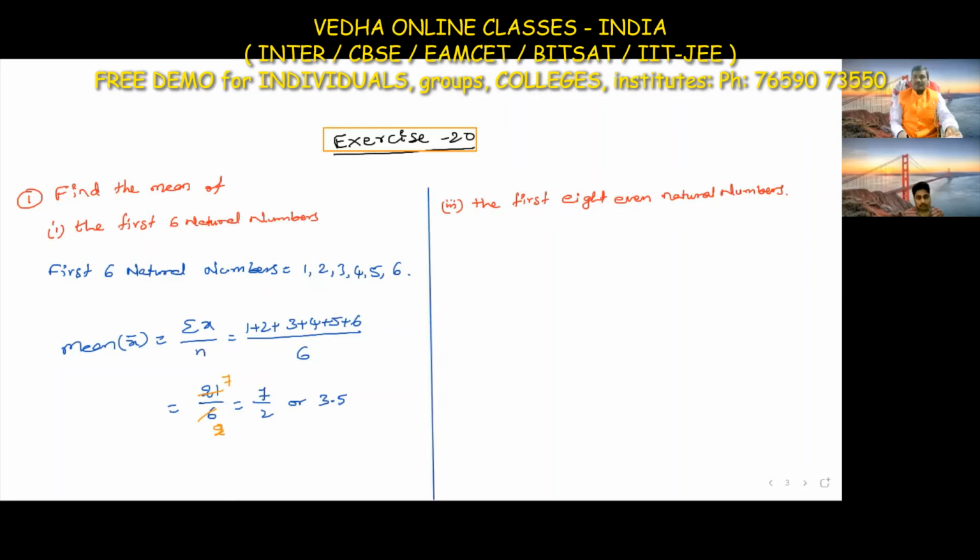The purpose of average is to find at what place we have the value. So for finding that out, we find the average. Now if we go to the third question: the first 8 even natural numbers.